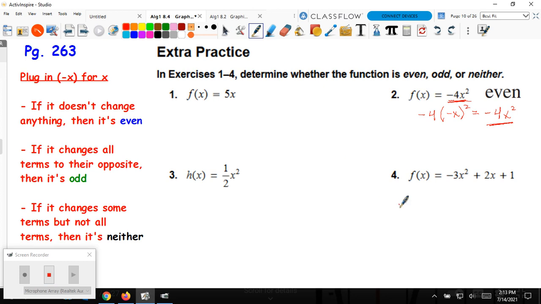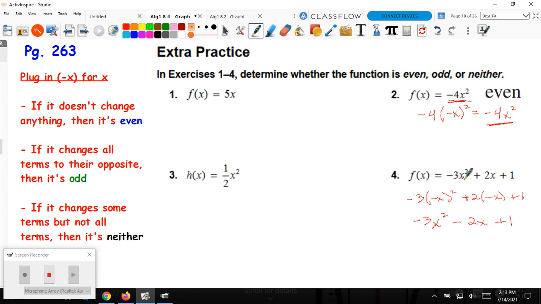Number 4, we're going to put in negative x into 2 places in this function. So it's going to start off at negative 3 and then negative x squared plus 2 times negative x plus 1. So for this term, negative times negative will be positive x squared, so that's going to be negative 3x squared. This term is going to become negative 2x, and this still has the 1.